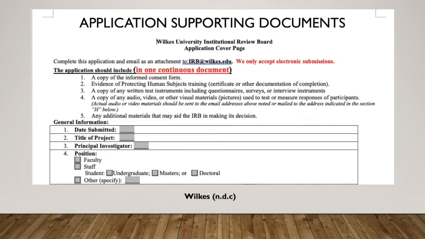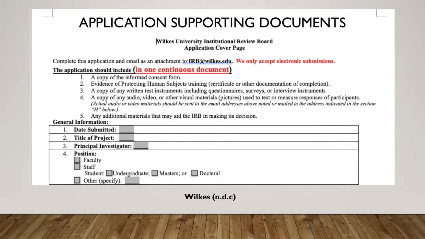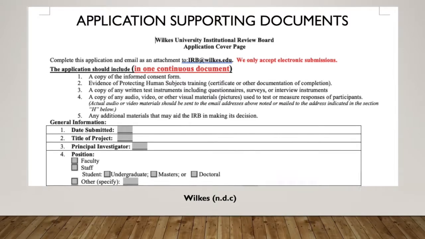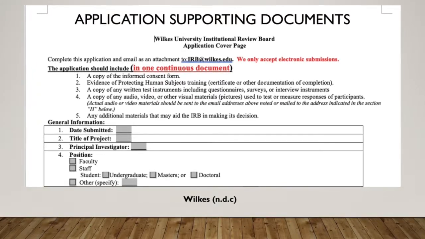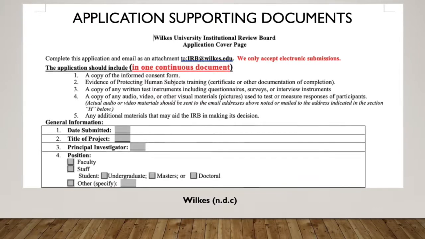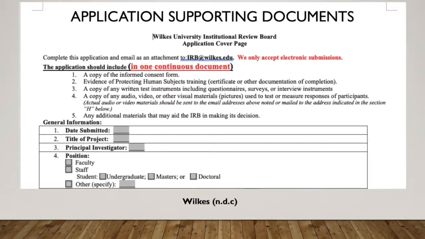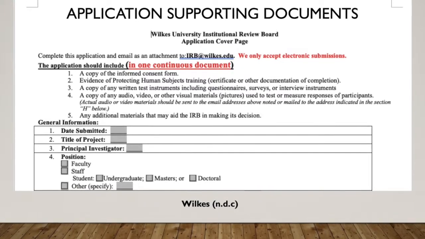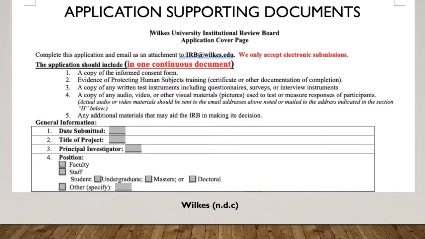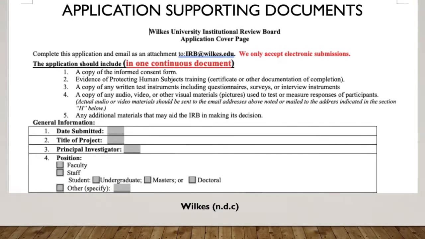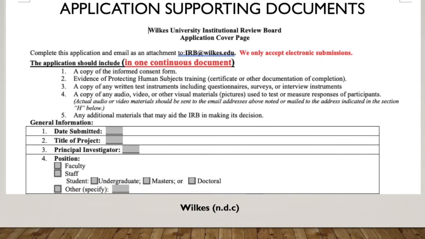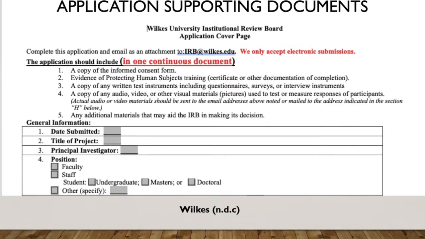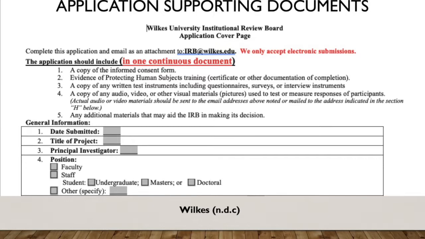The supporting documents are very important to include and to be organized. A copy of the informed consent form must be included. Evidence of protecting human subjects training certification must be provided. A copy of any written test instruments, including questionnaires or surveys and whatnot, must be included. A copy of any audio, video, or other visual materials or pictures used to test or measure responses of participants, and any additional materials that may aid the IRB in making the decision.